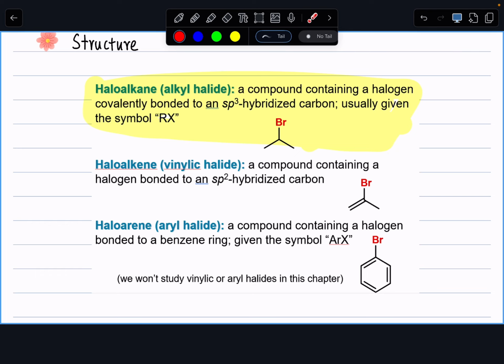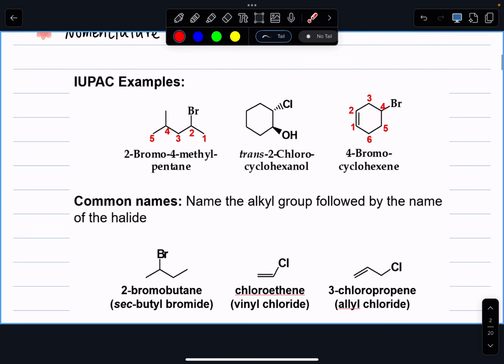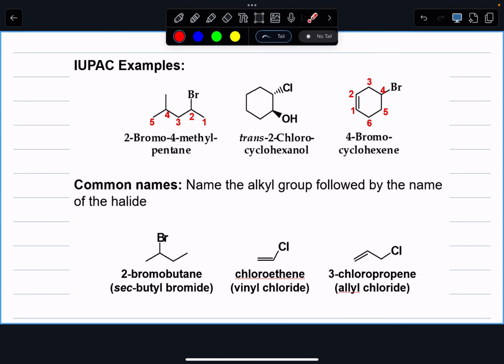So that's the structure. Then nomenclature. Just like what we did before, this will sound like a review to you. You count the number of carbons in the main chain, and you add the IUPAC name of either your bromo group or your chloro group onto your molecule. These IUPAC names build on what we discussed before. For example, you want the chain as long as possible, and bromo goes in front of methyl. And in this case, chloro goes in front of your OH.